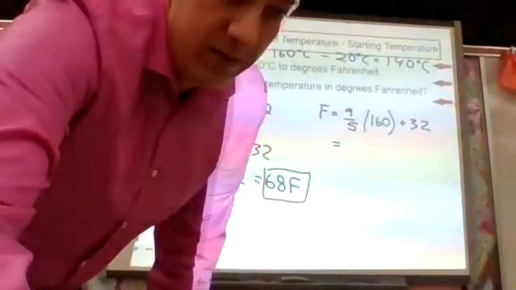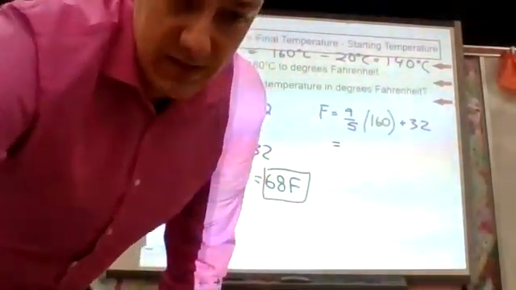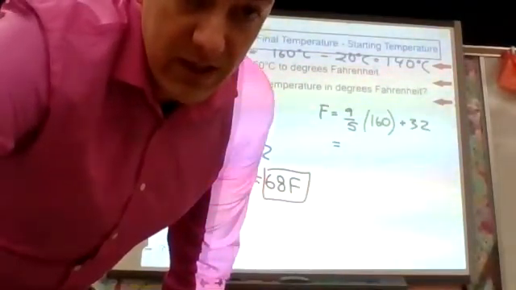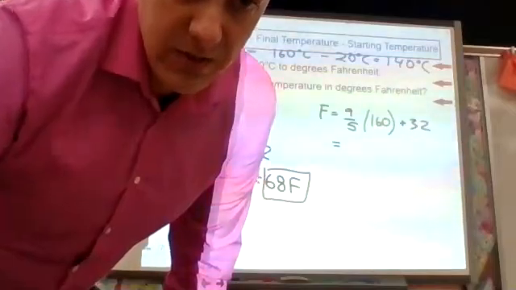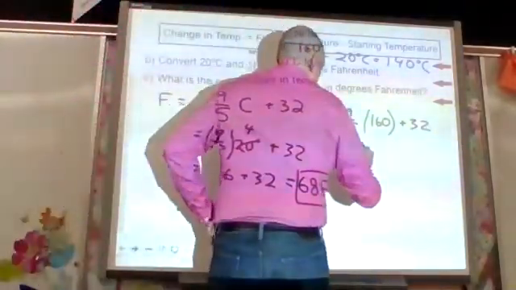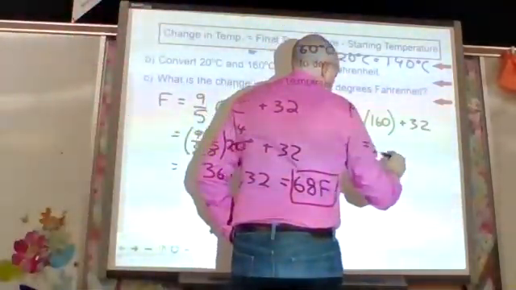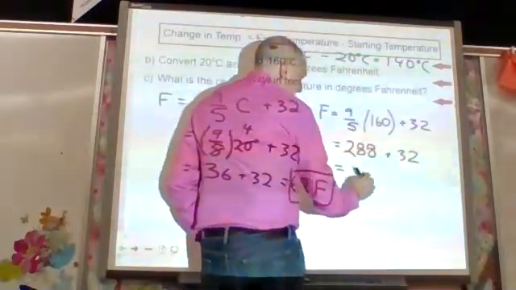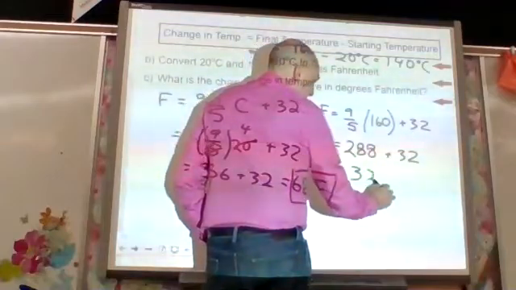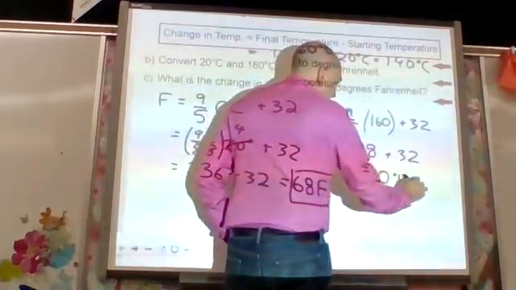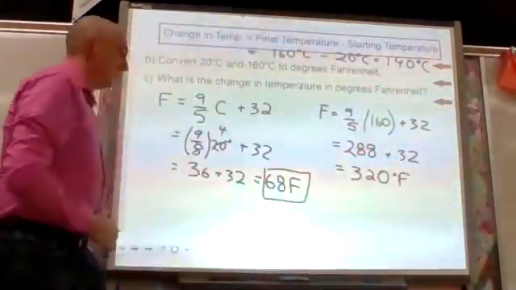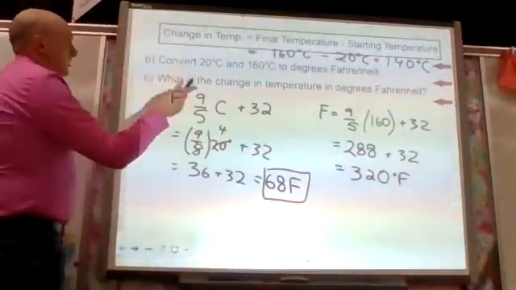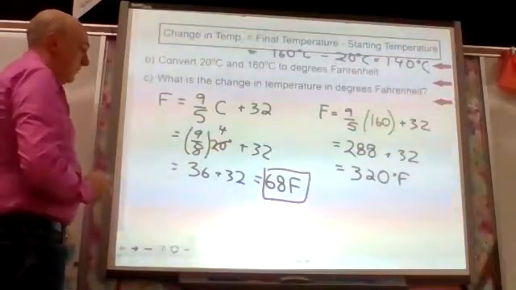Okay, 160 divided by 5 times 9 equals 288. Plus 32, so that's a total of 320 degrees Fahrenheit. Okay, so 68 Fahrenheit, 320 Fahrenheit are the two Fahrenheit measurements.